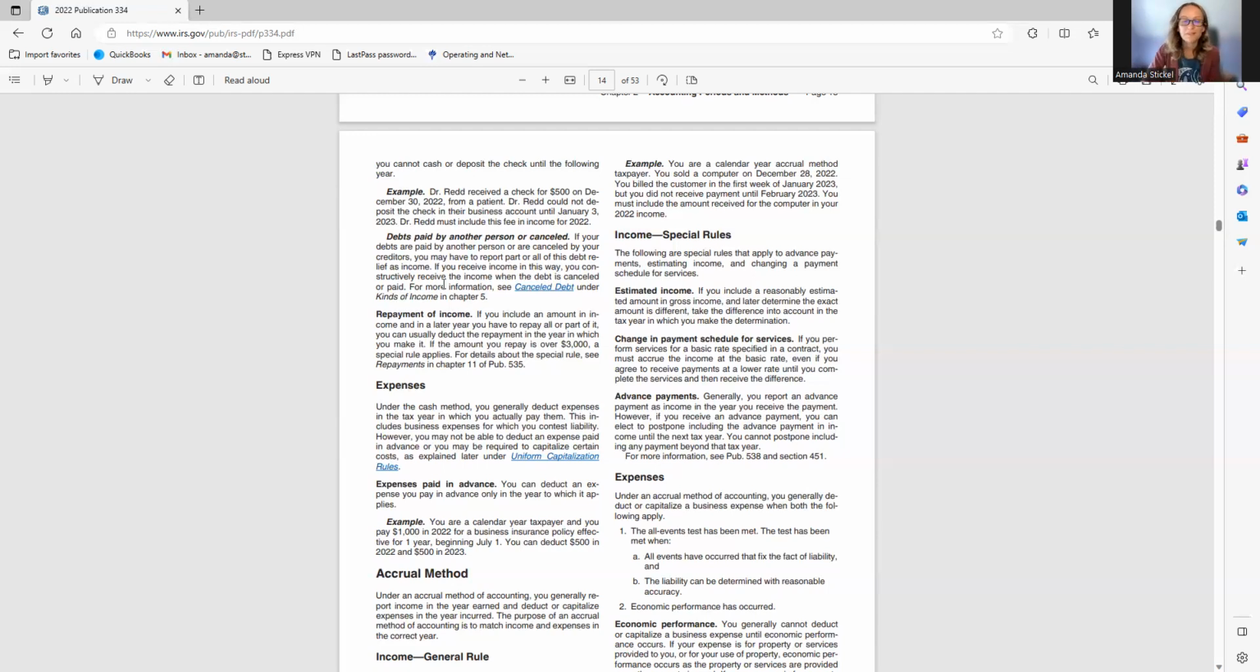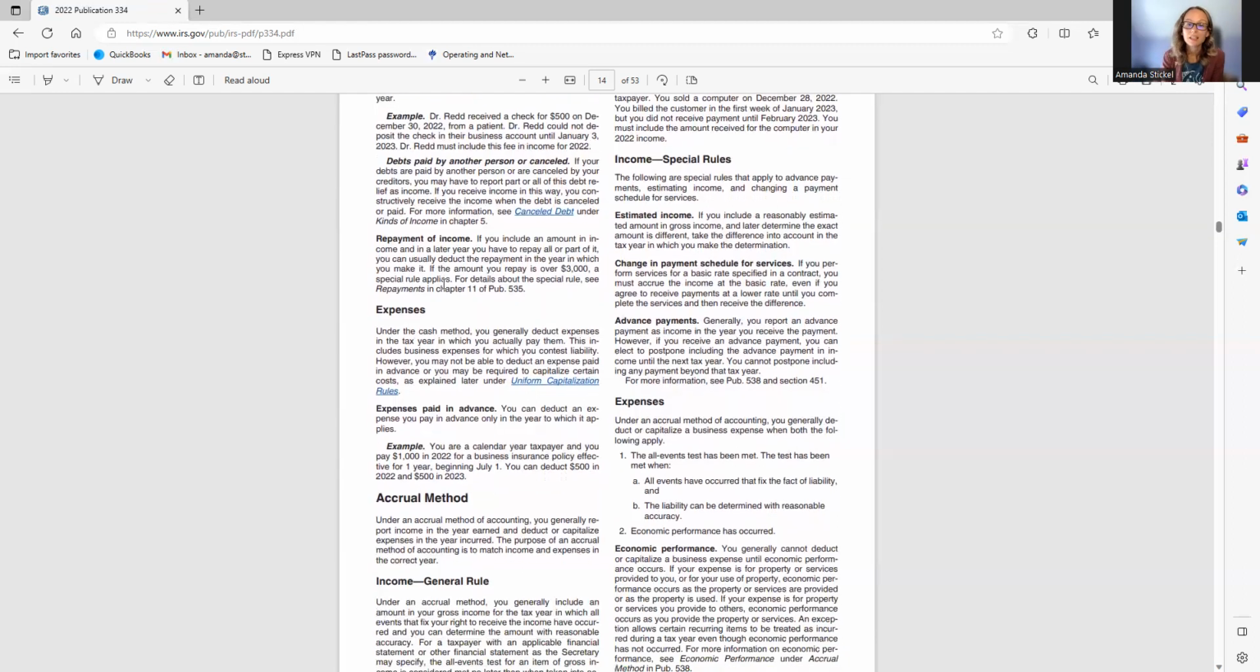This is why accrual method is funny and can be very difficult. So definitely recommend having a professional on accrual method help you through your accounting process and taxes. Income special rules. Following are special rules that apply to advance payments, estimating income, and changing a payment schedule for services.